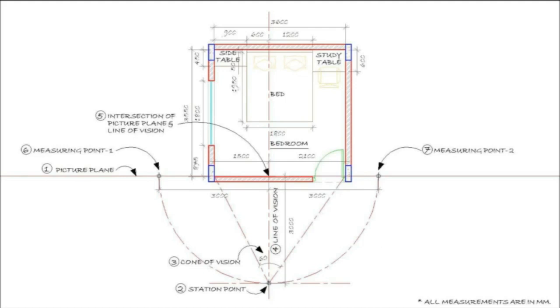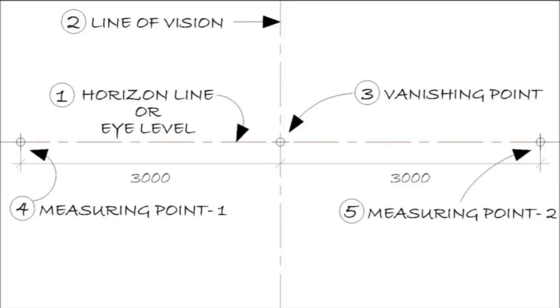The cone of vision, or the extent of vision, should never exceed 60 degrees, as otherwise the view gets distorted. Once you have this much data, you can mark out the two measuring points on either side of the line of vision on the picture plane, which is the same distance from the station point to the picture plane. So on a fresh piece of paper, we can now set up the horizon line or the eye level, a line of vision and the two measuring points on both sides of the line of vision. The point on the picture plane intersecting with the line of vision becomes the very crucial vanishing point.